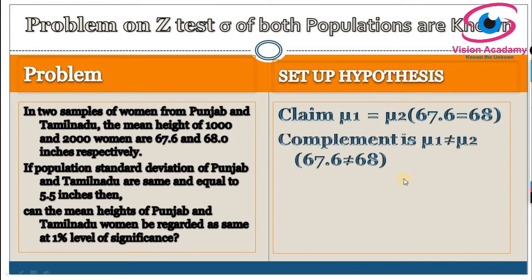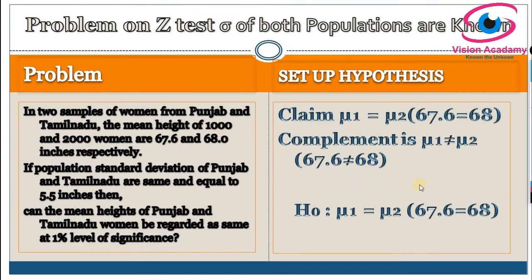And its complement would be mu1 not equal to mu2, which means the mean height of Punjab women is not equal to the mean height of Tamil Nadu women, that is 67.6 not equal to 68. So firstly we have written the claim and its complement. Here, since the null claim contains an equality sign, we will consider the claim as the null hypothesis. So our null hypothesis is mu1 equal to mu2, which means 67.6 equal to 68. That is, Punjab women's height is equal to Tamil Nadu women's height.